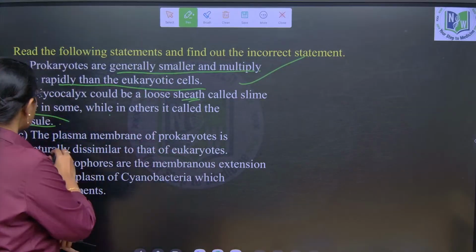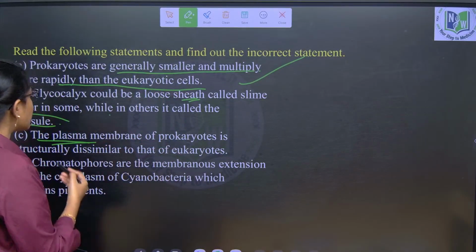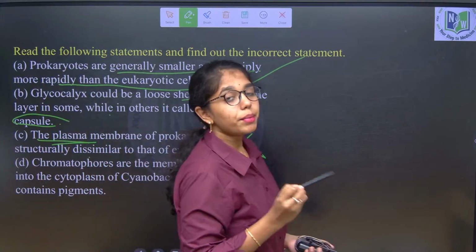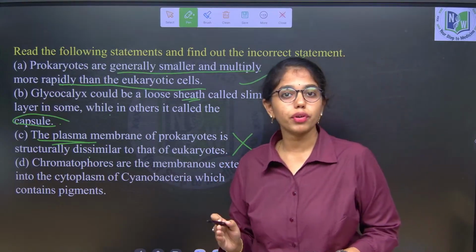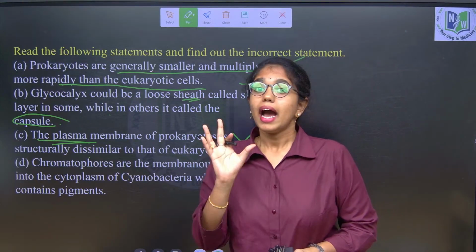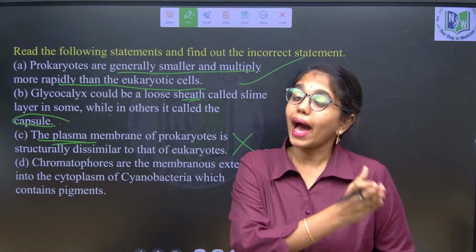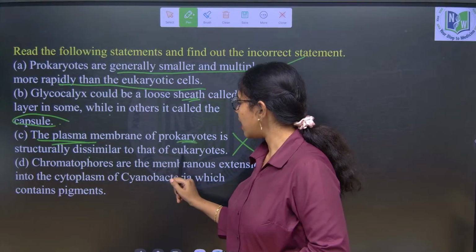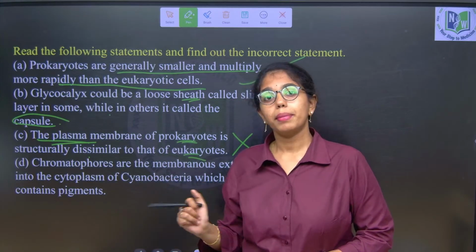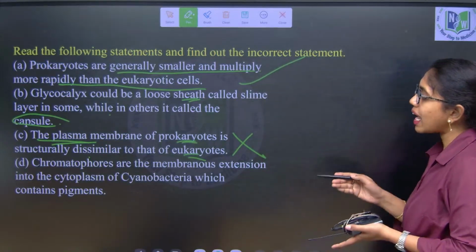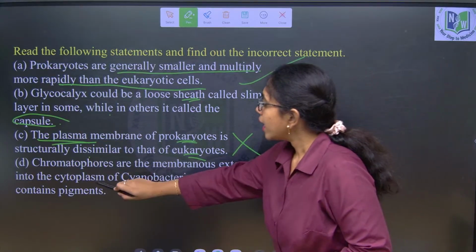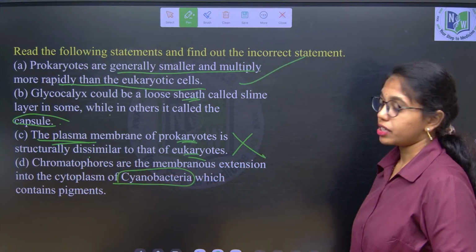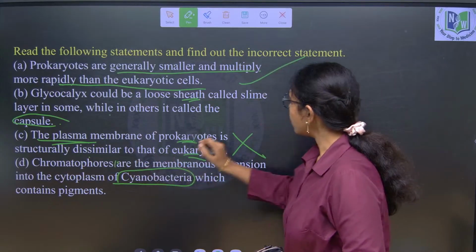And next, if you have to see, the plasma membrane of prokaryotes is structurally dissimilar to that of eukaryotes. No, the plasma membrane of prokaryotes is same as that of eukaryotes. There is no difference in that. That there is a difference with respect to archaebacteria, eubacteria, but there is no difference between prokaryotes and eukaryotes with respect to the plasma membrane. Next, chromatophores are the membranous extensions into the cytoplasm of cyanobacteria which contains pigments. True? Yes, chromatophores are the extensions.